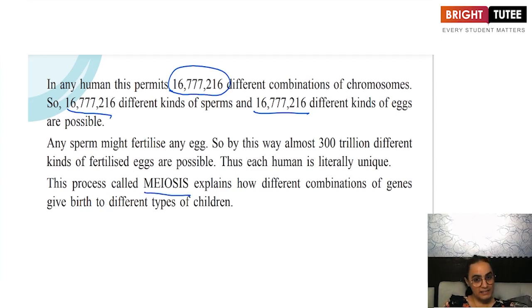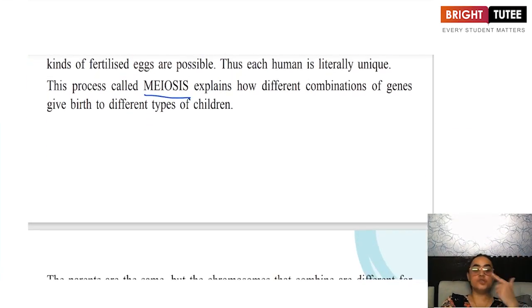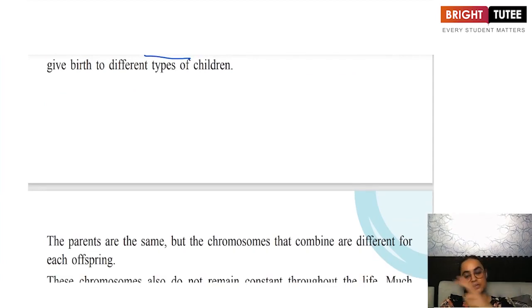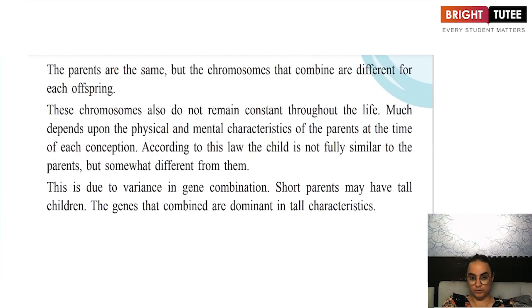Meiosis explains how there are different combinations of genes which give birth to different types of children. So how the different combinations that take place in the genes will give birth to the different kinds of children. Parents are the same, but the chromosomes present in both the parents are different. And when they combine differently, the offspring is going to be different in itself. Okay.